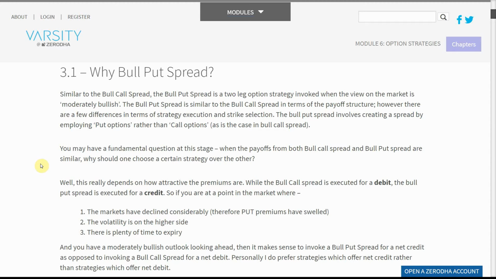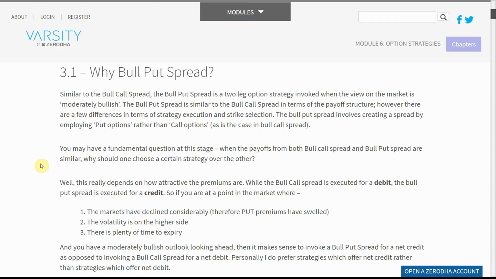The bull put spread involves creating a spread by employing put options rather than call options, as is the case in bull call spread. You may have a fundamental question at this stage: when the payoffs from both bull call spread and bull put spread are similar, why should one choose a certain strategy over the other? Well, this really depends on how attractive the premiums are. While the bull call spread is executed for a debit, the bull put spread is executed for a credit.